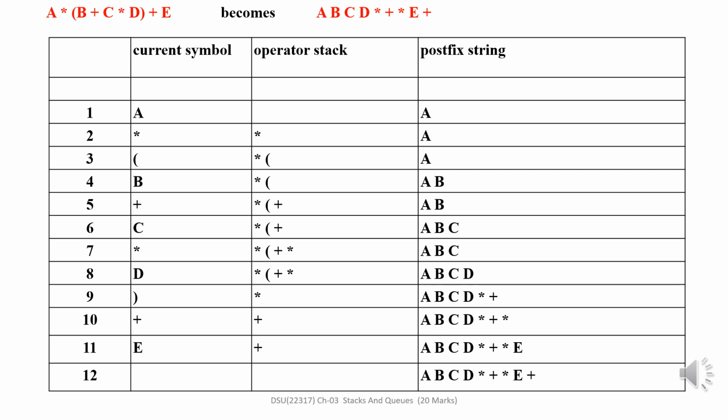Then next is E. We write E into the postfix string, and the operator stack remains as it is, that is +. Finally we pop all the operators from the operator stack, and our string becomes A B C D * + * E +. This is our postfix string. In this way we get the postfix string from the infix string.